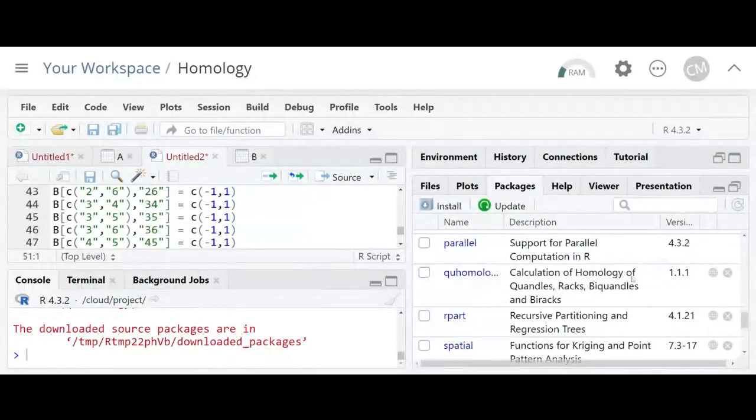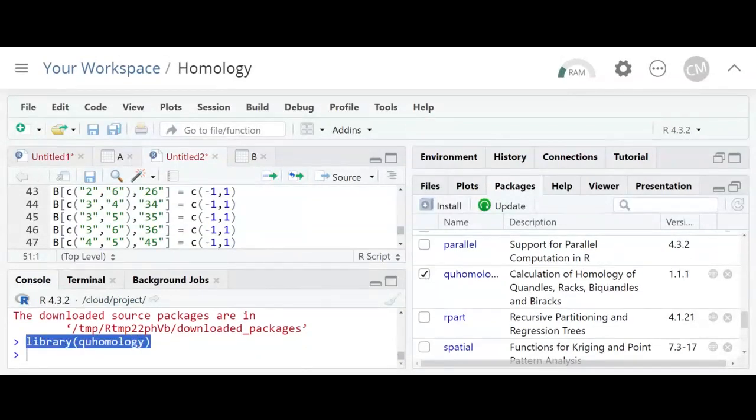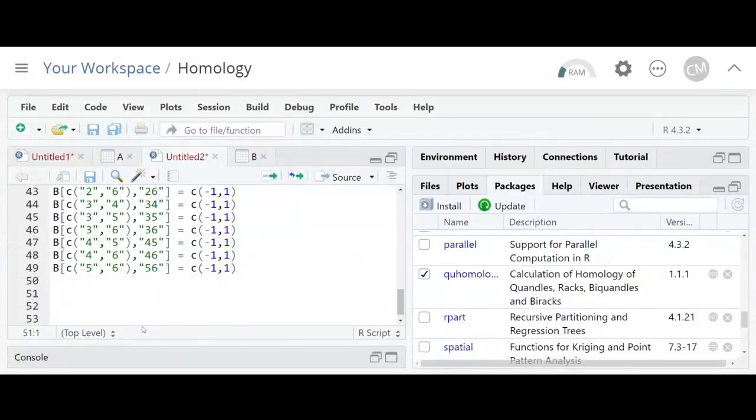They said this is the calculation of homology of quandles, racks, biquandles, and biracks. I've never seen what biracks or racks are in homology, but someone apparently wrote a package in R for doing that kind of calculation. So you just have to load the package. You can also type it in, but now that the package is loaded, you can do Smith normal form.